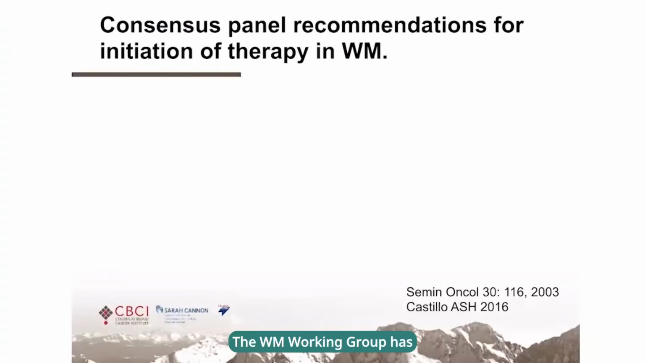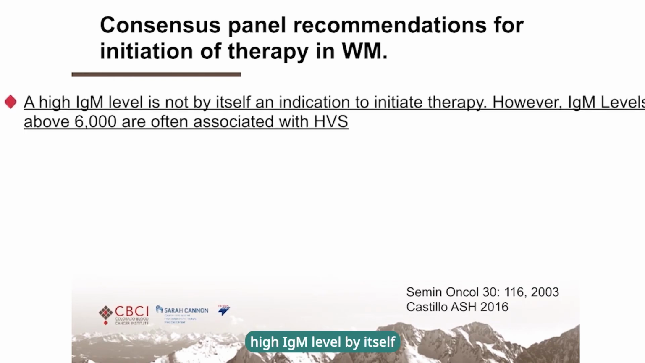The WM working group has come up with a consensus panel for recommending when to initiate treatment. And we'll go through these bullets together. The first is that a high IgM level by itself is not an indication to initiate therapy. That is, the IgM level, we don't look at that by itself to make a treatment decision. An exception might be if the IgM level gets above 6,000. Very often those patients have hyperviscosity or may develop hyperviscosity soon, so some docs will treat at that level.